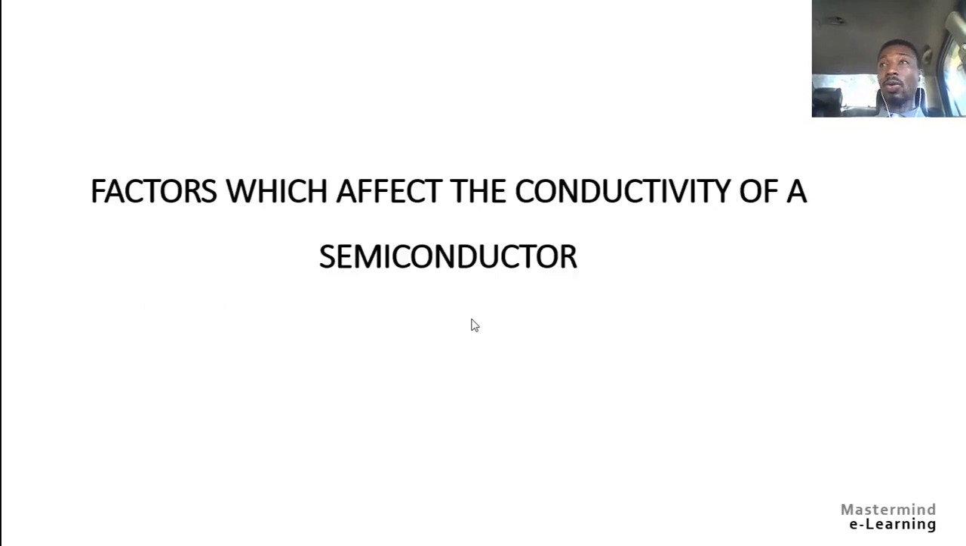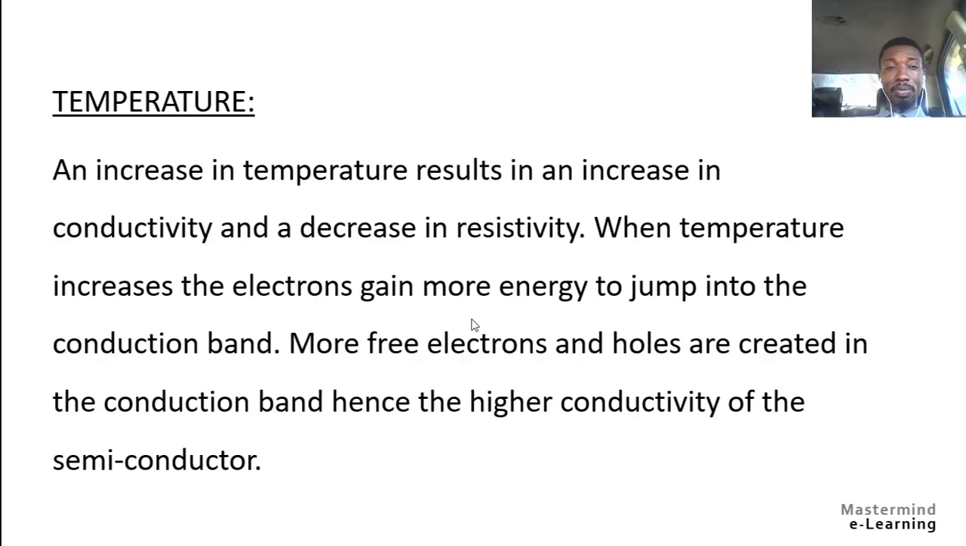Factors which affect the conductivity of a semiconductor. Number one is temperature. Remember, I said that for a semiconductor, its conductivity and resistivity lie between that of a conductor and an insulator. So it is not a conductor, it is not an insulator. But with a little push, it can become a conductor. And with a little push, it can become an insulator.